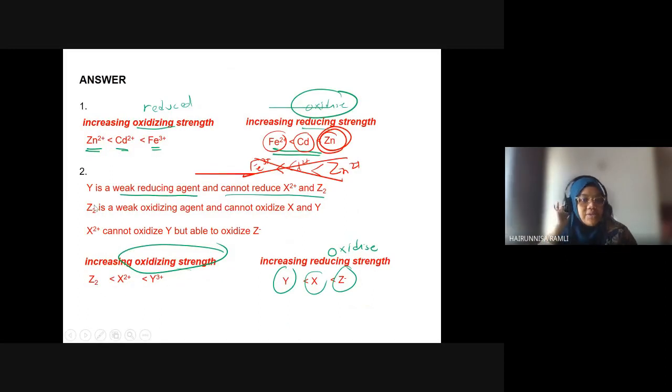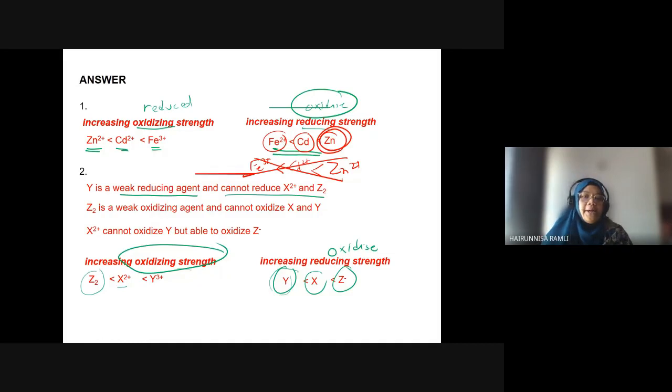Okay. You boleh juga explain lebih details kat sini. Macam ni lah dia mention. Y is a weak reducing agent. Reducing agent belah sini eh. You tengok belah sini. Y. Bukan Y3 plus eh. Y. So they cannot reduce X2 plus and Z2. Okay. So Z2 is a weak oxidizing agent. Oxidizing agent ni eh. So dia tak boleh oxidize X dan Y. So X2 plus cannot oxidize Y but able to oxidize Z minus.